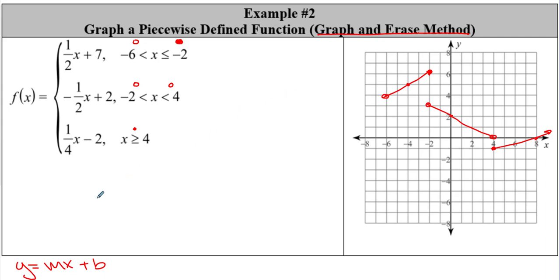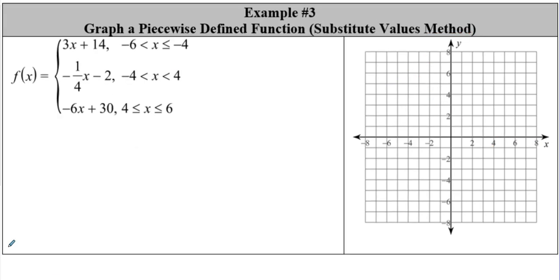Okay, I do want to show you another method, because if you do not have enough room to fully graph by using slope-intercept form, it might be rather difficult, and there is an easier method so you don't have to do all that erasing. This is where we do the substitute values method. We have this first function up here, 3x + 14. If we look at our graph, it goes to 8, so there is no way we can plot our y-intercept of 14. So this is where we would want to use these substitute values.